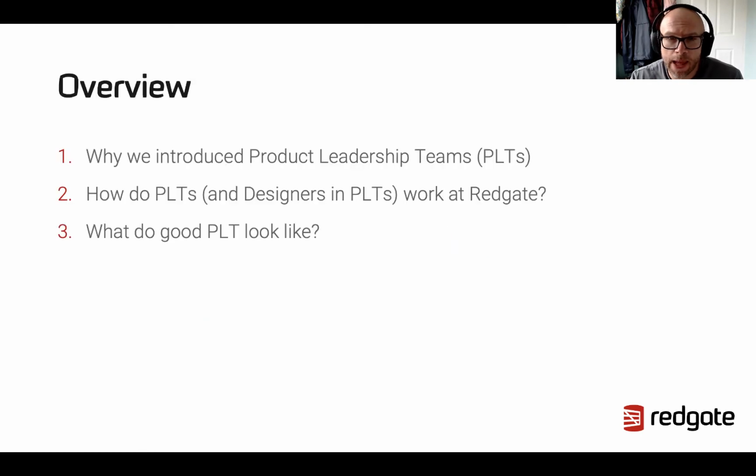So in this session, I'm going to cover off the following topics. Firstly, why we introduce product leadership teams, also known as PLTs. How do PLTs and product designers as part of PLTs work at Redgate? And what does a good PLT look like? And inclusive of that, what are the principles of cross-functional leadership?